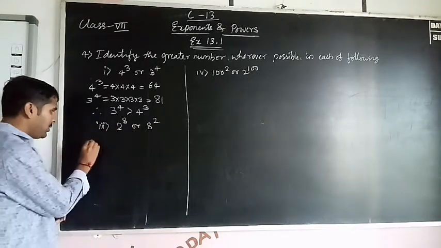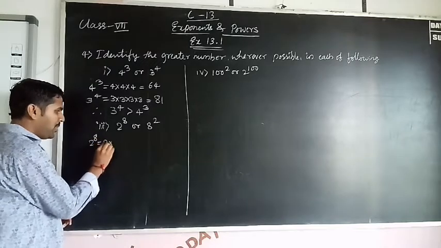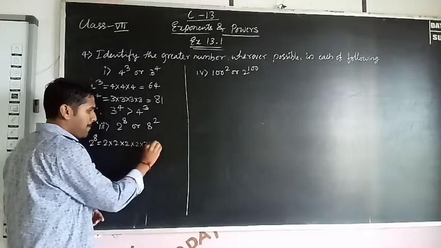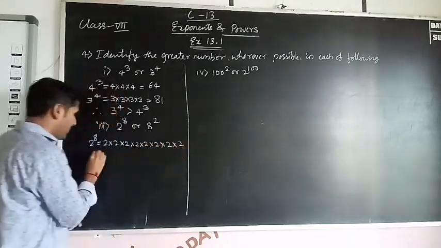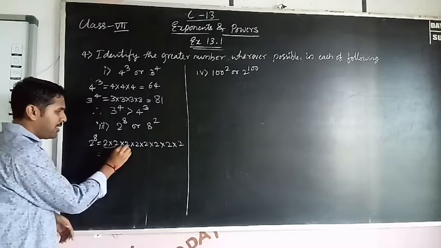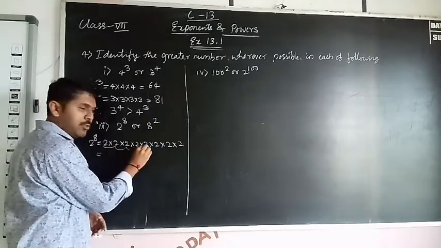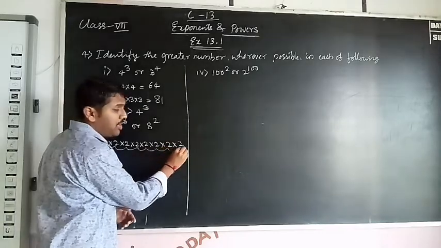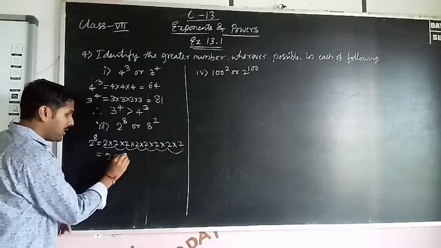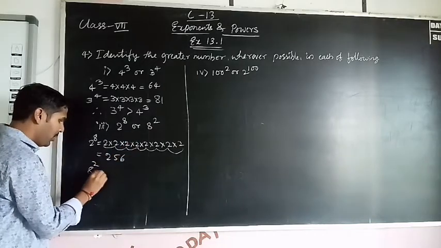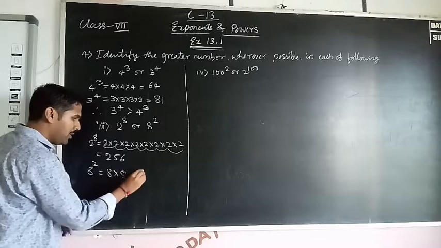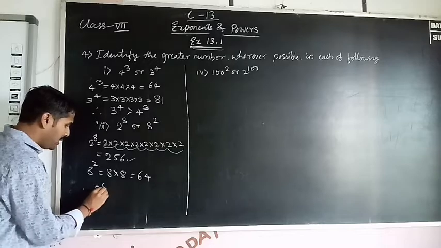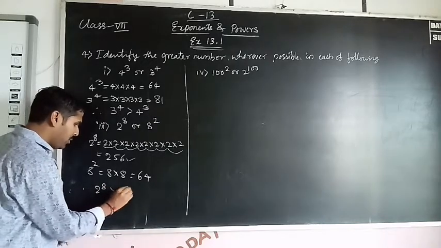So next 2 raised to 8. So what is the value of 2 raised to 8? First write down the simplification. So how many times? 8 times. So what will be the answer? 2 2s are 4, 4 2s are 8, 8 2s are 16, 16 2s are 32, 32 2s are 64, 64 2s are 128, 128 2s are 256. 8 raised to 2, that means 8 into 8, 64. Which one is greater? Obviously 256, no? Therefore 2 raised to 8 is greater than 8 raised to 2.